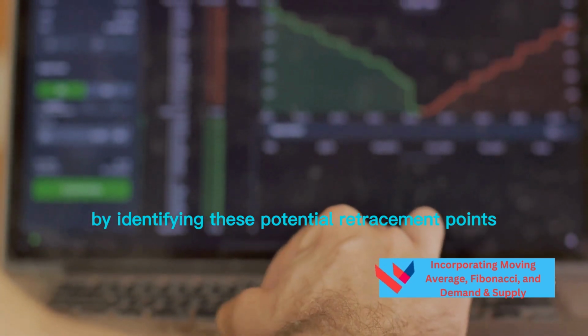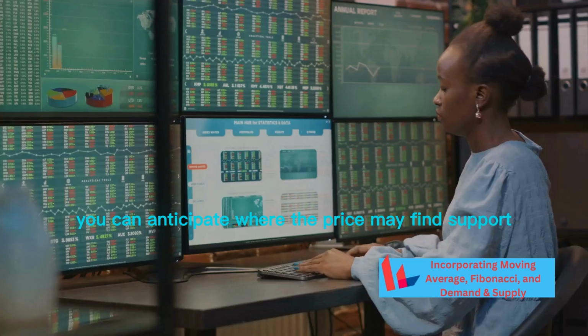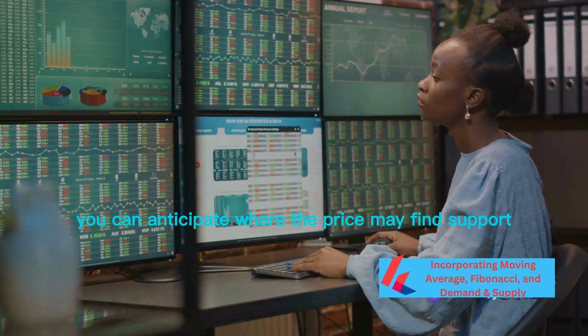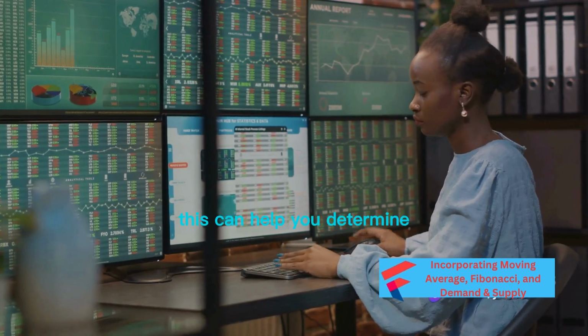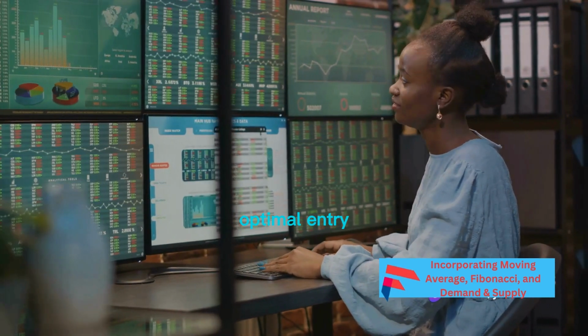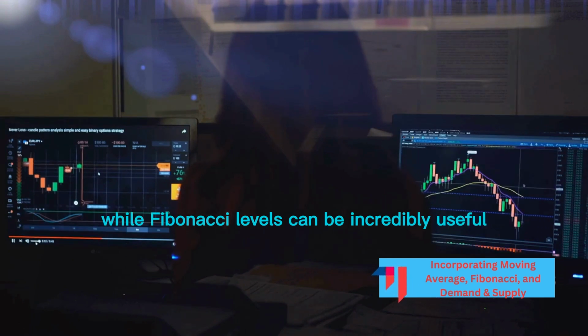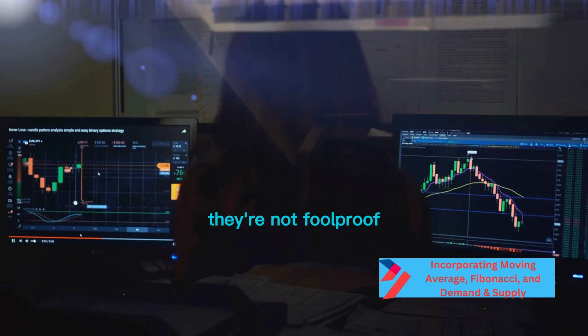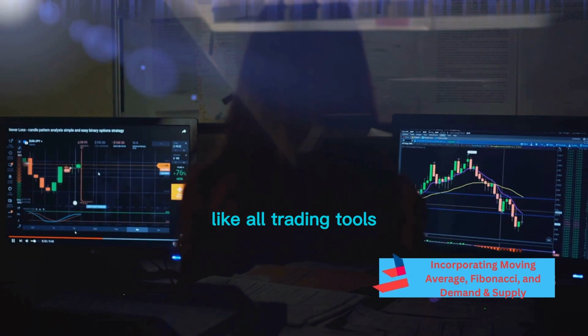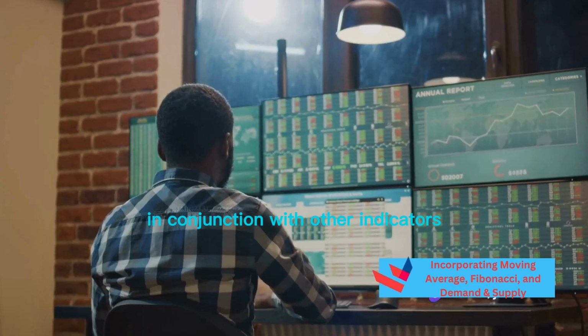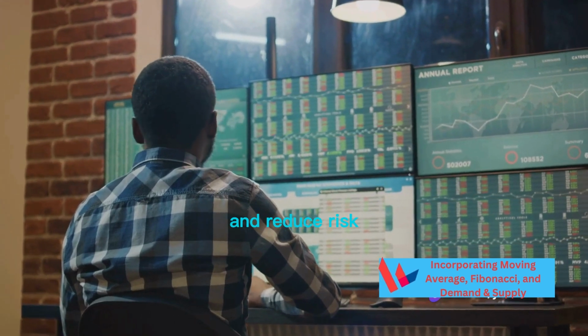This is where the power of Fibonacci levels lies. By identifying these potential retracement points, you can anticipate where the price may find support or resistance. This can help you determine optimal entry and exit points for your trades. Remember, while Fibonacci levels can be incredibly useful, they're not foolproof. Like all trading tools, they should be used in conjunction with other indicators to increase accuracy and reduce risk.